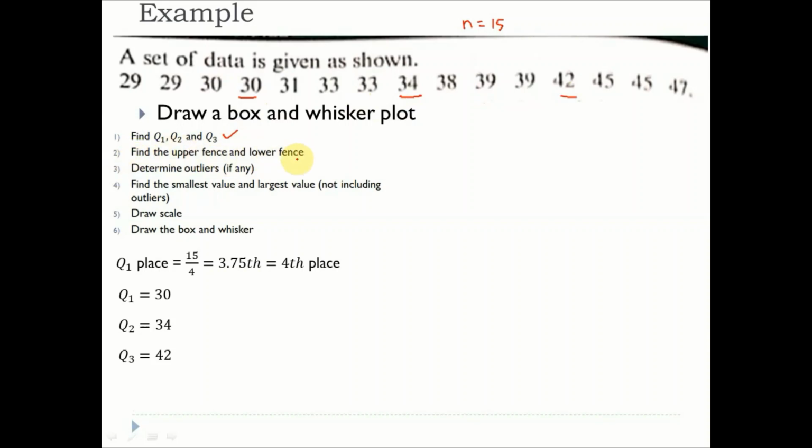Second step, find the upper fence and the lower fence. In order to find the upper fence and lower fence, first we need to find the interquartile range. Interquartile range is Q3 minus Q1. In this case, 42 minus 30, which gives us 12. Now that we have our interquartile range, we can find the upper fence and lower fence.